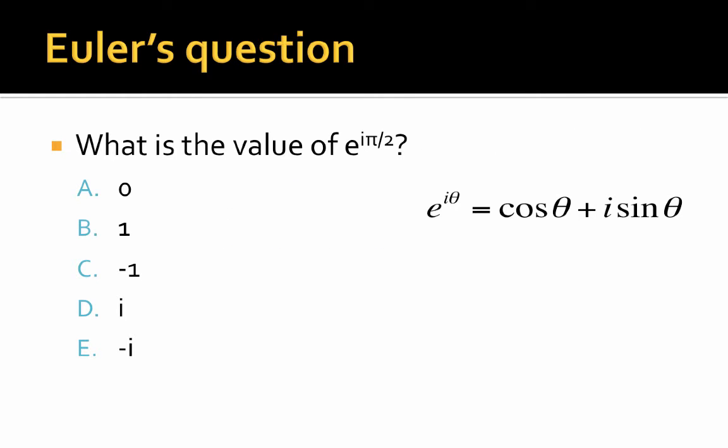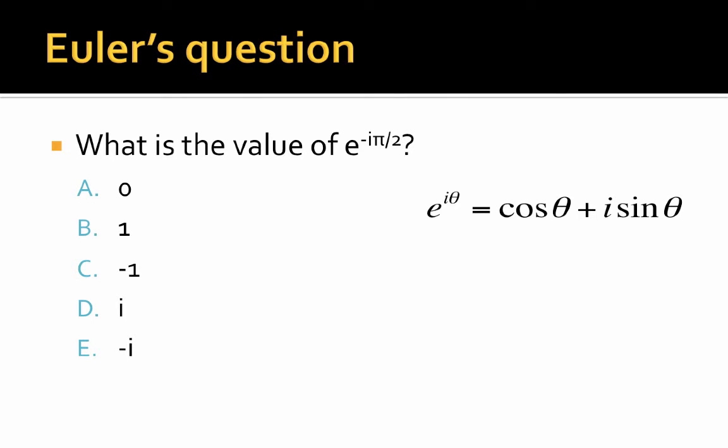A couple of quick reviews of Euler's theorem. What's the value of e to the i pi over 2? Pause here. You find that the answer is actually i. So e to the i pi over 2 is cosine pi over 2 plus i sine pi over 2. The only non-zero value there is sine pi over 2, and that gives us i.